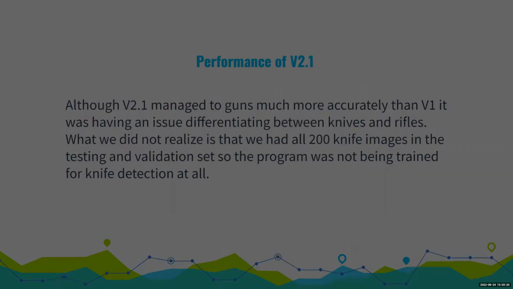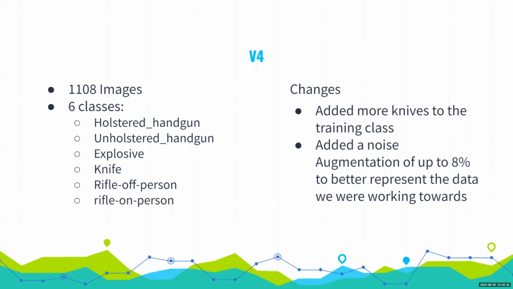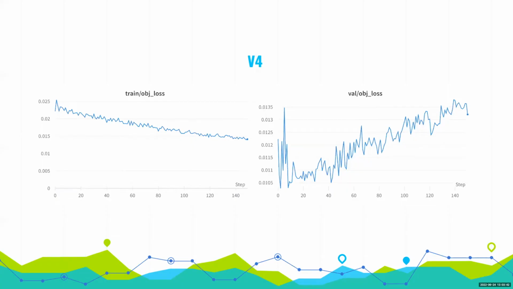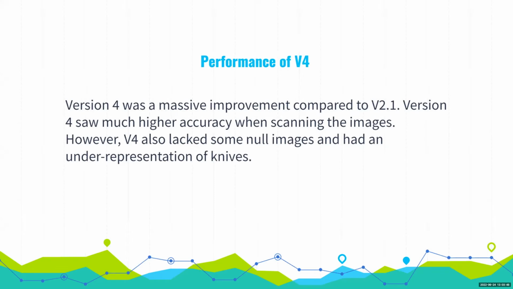So in the fourth iteration, we kept the same images. However, we combined the knife in and out of hand classes into the knife class. And then we redistributed the knife images between the sets in order for the model to be able to train for knife, as well as added a noise augmentation to the data set as a whole. With these changes, there was a huge improvement in the results of the model.